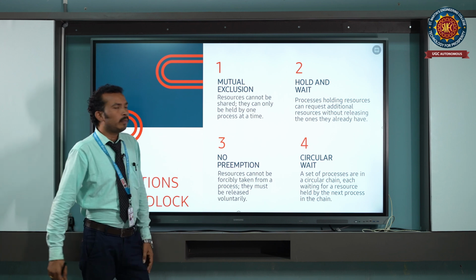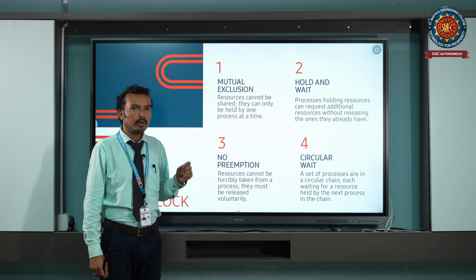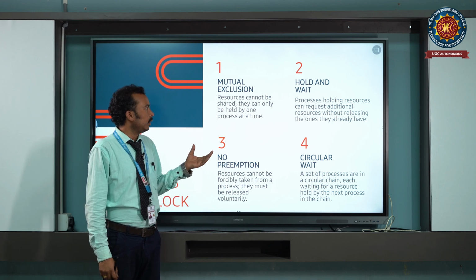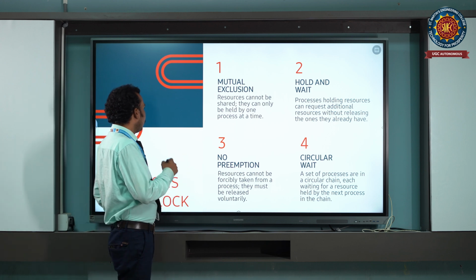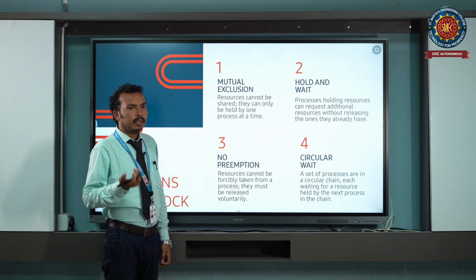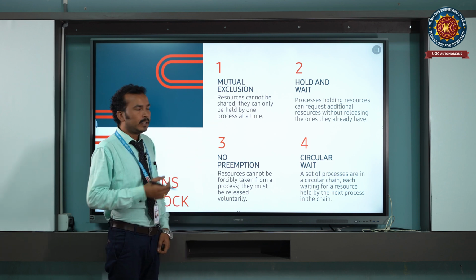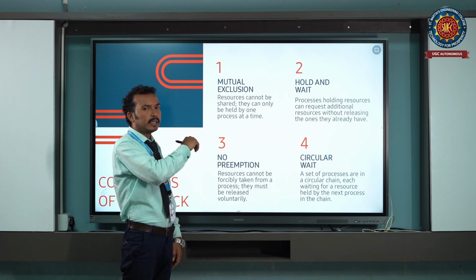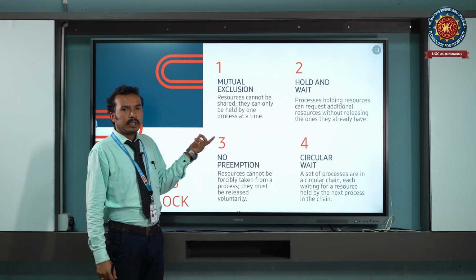Mutual exclusion means at that particular time only one process will hold the resource. That resource is not shareable. If the resource is shareable between 2 processes, the deadlock will not occur. So the resources taken here are non-shareable resources, like a printer. Example, printer is one of the resources.